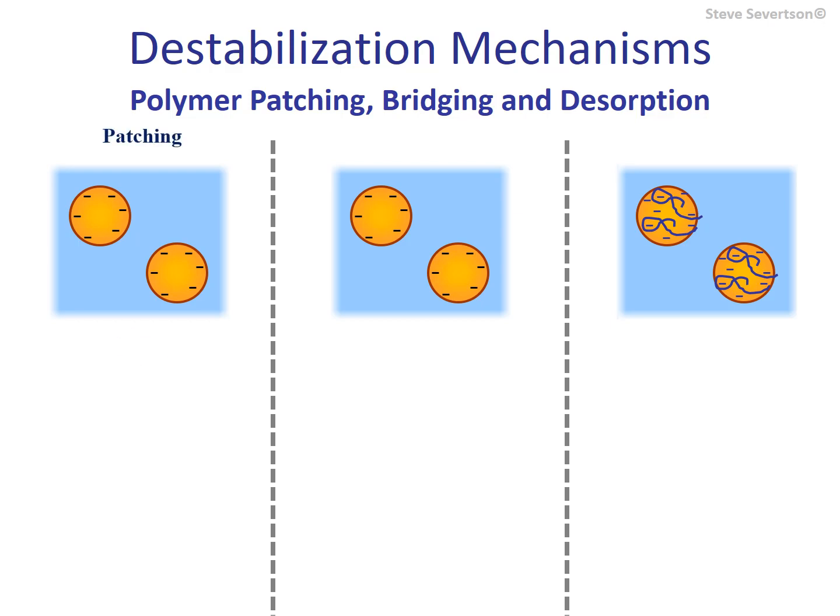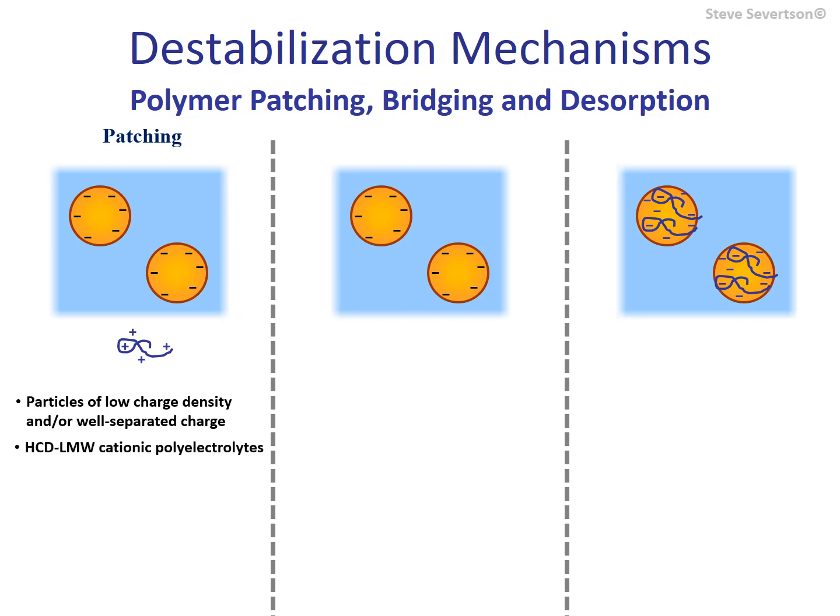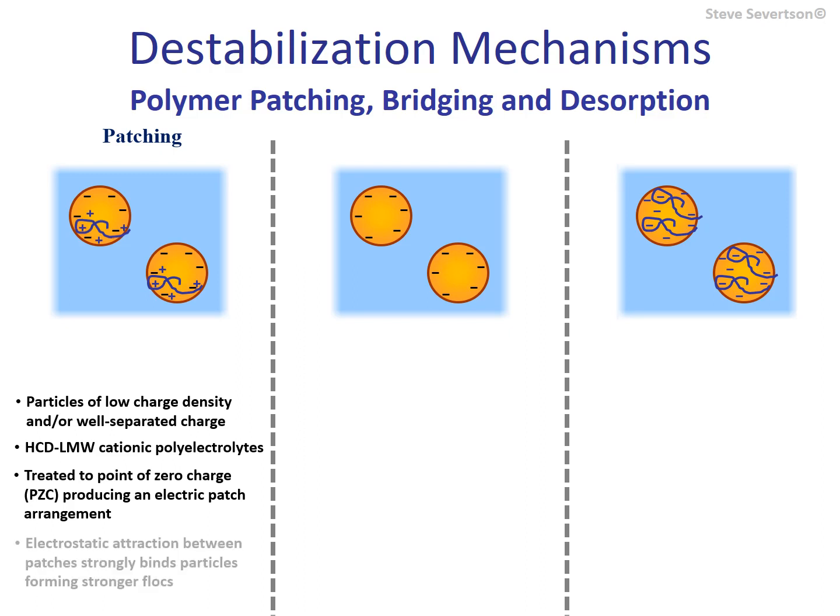Patching is an approach used to destabilize anionic colloids of low charge density or possessing particles having well-separated surface charges. For this, cationic polyelectrolytes of higher charge densities and usually of lower molecular weights are used. The polymers are applied at levels sufficient to neutralize charge, but instead of lying flat on particle surfaces, the adsorbed polymers form islands of cationic charge. This produces a patchwork of alternating positive and negative charges, promoting net attraction between particles which strongly bind them together. As a result, patching tends to be viewed as a coagulation process. Note that patching is strongly influenced by ionic strength due to screening effects.